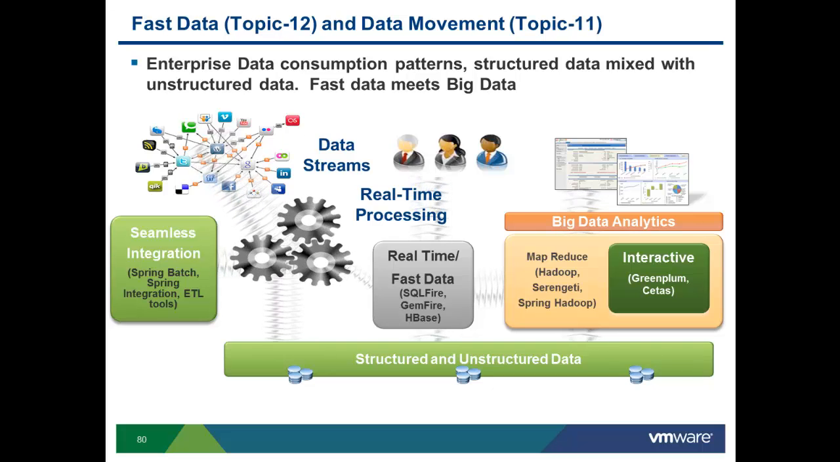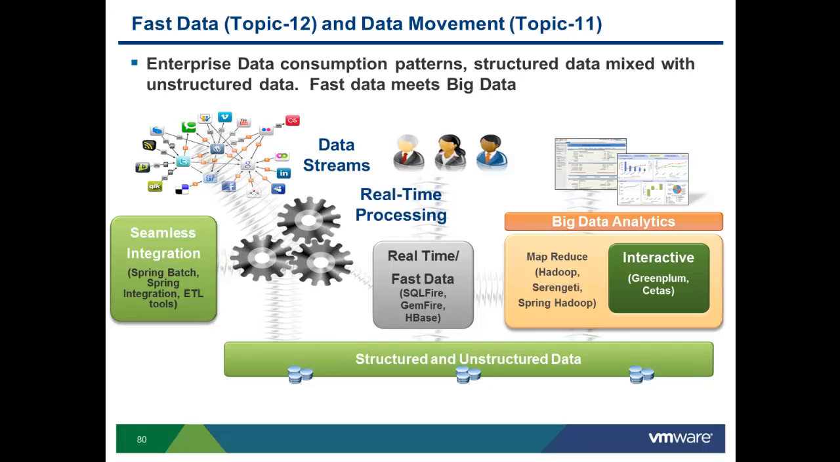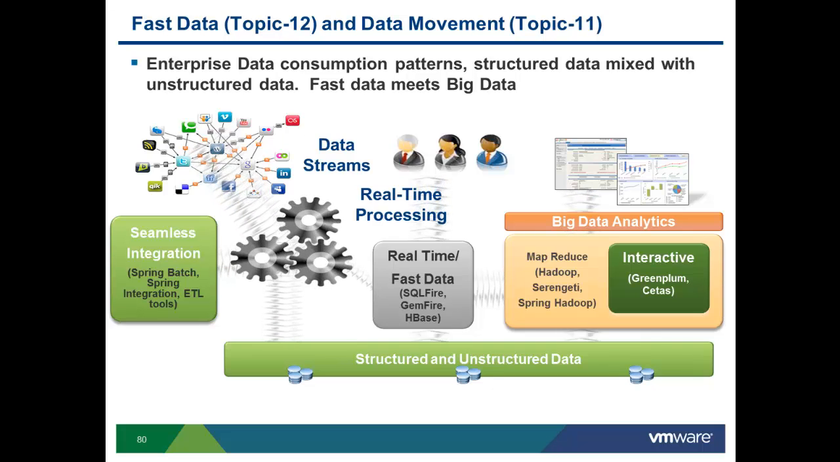Frameworks like Spring Batch, Spring Integration, as well as off-the-shelf ETL tools are needed to solve the integration problems of moving data streams to real-time and big data applications. Products like vFabric SQLfire and Gemfire support building real-time transactional applications that scale beyond the capabilities of traditional database systems and provide precision to big data analytics.